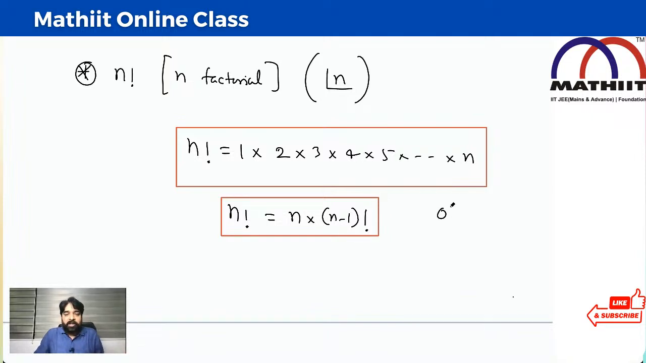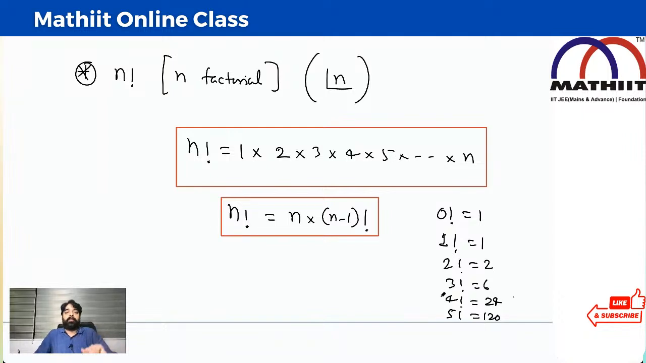Some common values: 0 factorial is always equal to 1. Why it's 1, I will tell you later. 1 factorial is nothing but 1. 2 factorial is 2. 3 factorial will be what? 3 into 2 into 1 is 6. 4 factorial will be 4 into 3 into 2 into 1, that becomes 24. And 5 factorial is 120. If you remember these, it's always easy because every time we should not use the formula. This is a very common use, so we should remember this. This is the meaning of n factorial.